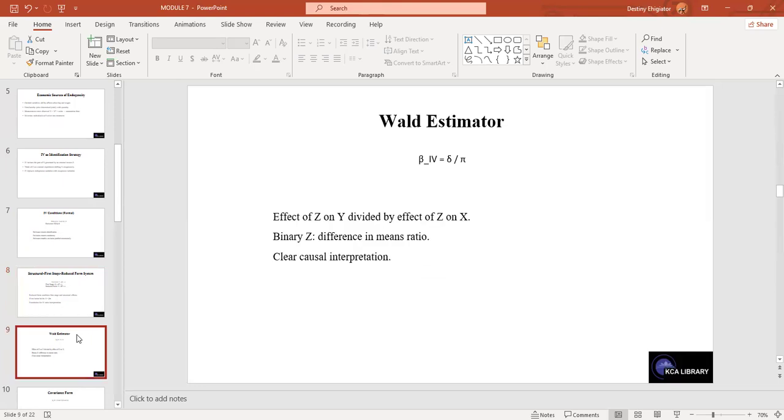Let's look at the Wald estimator. This is the formula for estimating it. Beta subscript IV is equal to this divided by pi. The effect of Z on Y divided by the effect of Z on X. With a binary Z, this is the difference in means ratio. There's a clear causal interpretation.